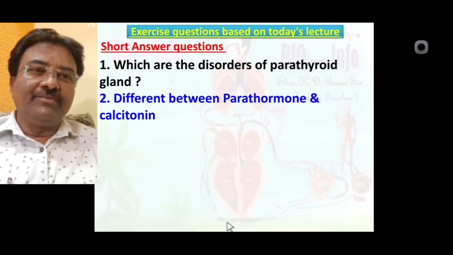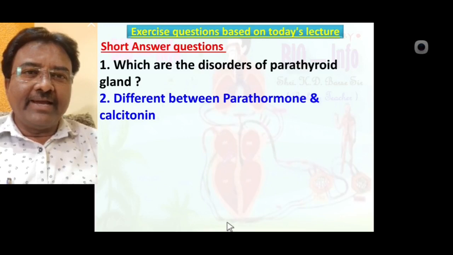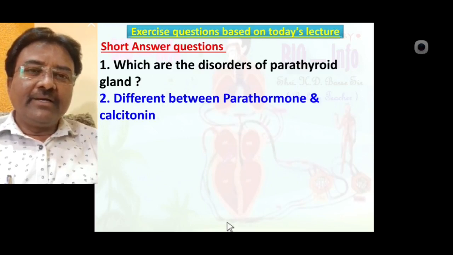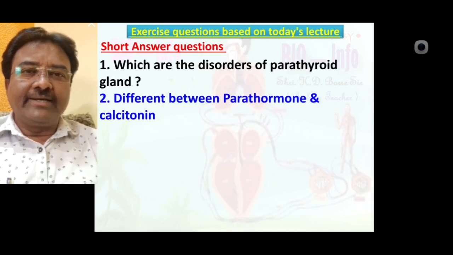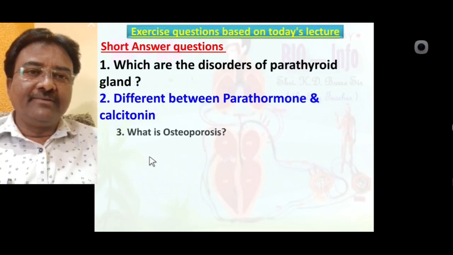Number 2, difference between parathormone and calcitonin. Yes, parathormone is one of the hormones secreted by the parathyroid gland, responsible for increasing calcium level in the blood. Calcitonin is one of the hormones secreted by the thyroid gland, which decreases calcium level in the blood. So this is the difference between parathormone and calcitonin.